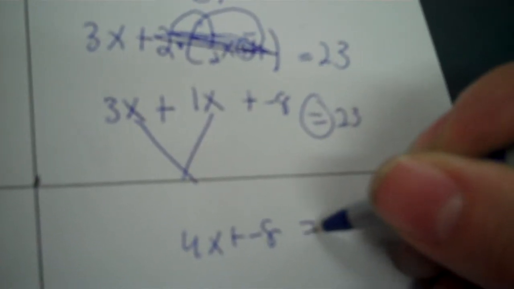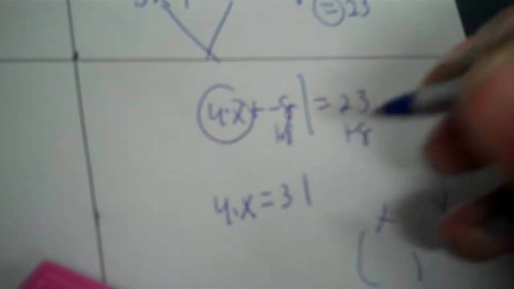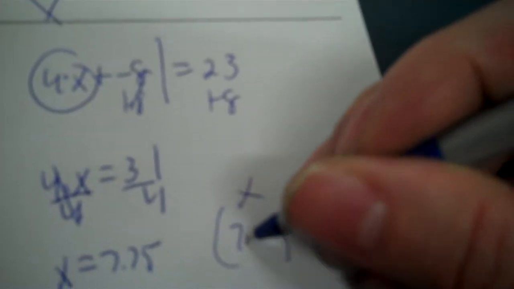Now we're going to be solving for x first this time. There's no set way of which one you solve for first. It all depends on what you're given. Okay, so you have 4x plus negative 8 equals 23. So I add 8, I get 31. Divide by 4, divide by 4. You can have that for an answer on your decimal. Remember, it's x that equals 7.75.